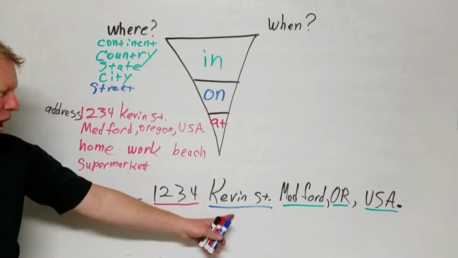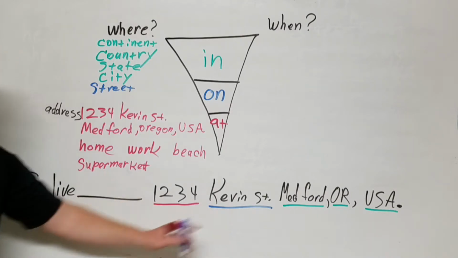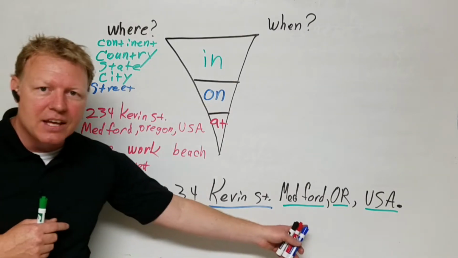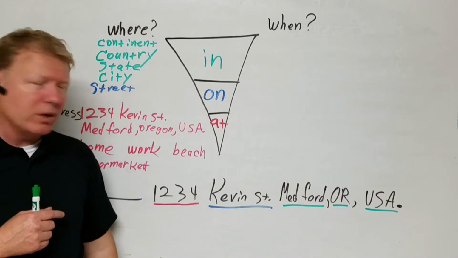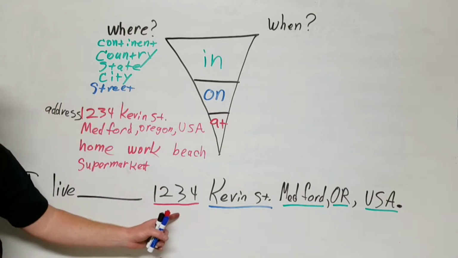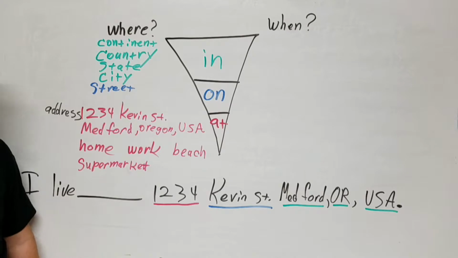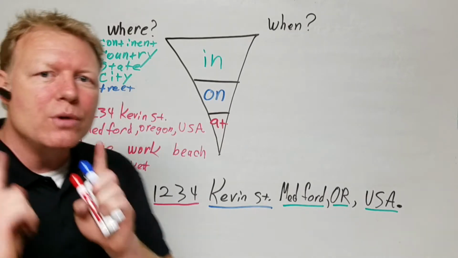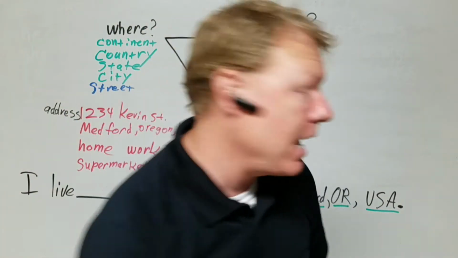Do I say I live on 1, 2, 3, 4 Kevin Street, Medford, Oregon, USA? Do I say I live in 1, 2, 3, 4 Kevin Street, Medford, Oregon, USA? Or do I live at 1, 2, 3, 4 Kevin Street, Medford, Oregon, USA? Here is the rule. Check it out.